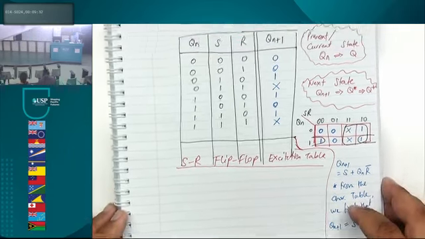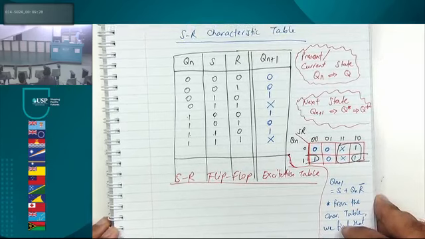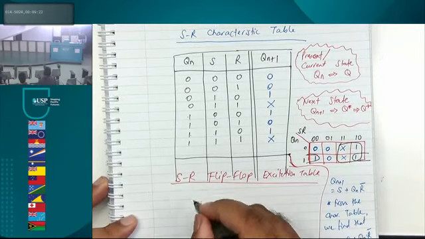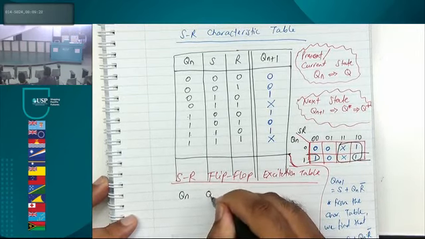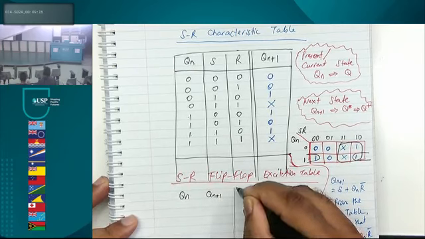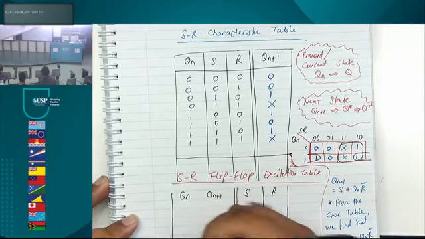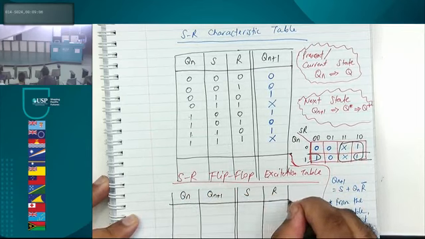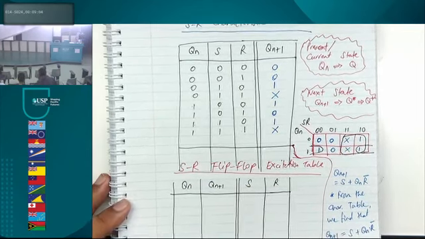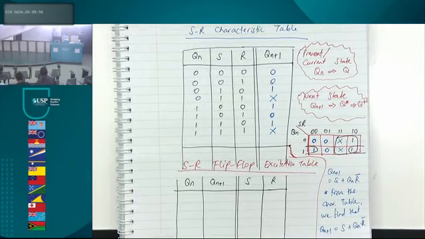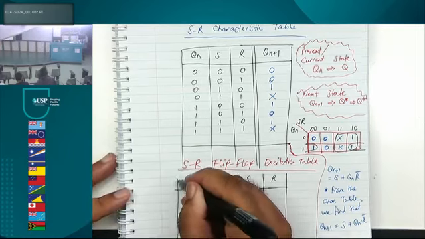Now, I was going to go to the next table, which is called the excitation table. Now, what does the excitation table do? Let me show you the heading, the title block. Okay, you have Qn. You have Qn plus 1, you have S, you have R. Okay, there we are. In this particular table, the characteristic table and the excitation table, they are all linked. Right? In fact, all the tables so far are linked.